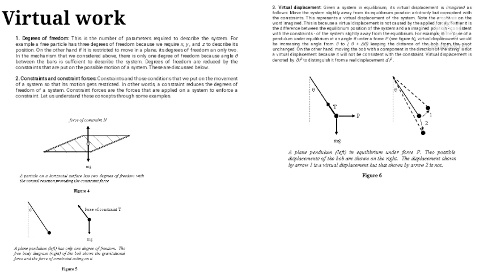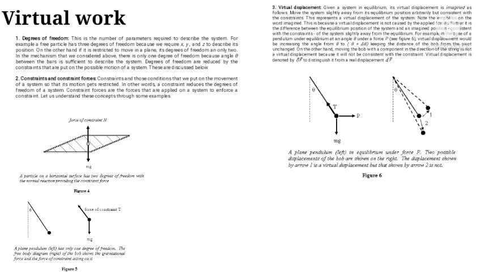First, degree of freedom. This is the number of parameters required to describe the system. For example, a free particle has 3 degrees of freedom because it requires x, y and z axes to describe its position. On the other hand, if it is restricted to move in a plane, its degrees of freedom are only 2.